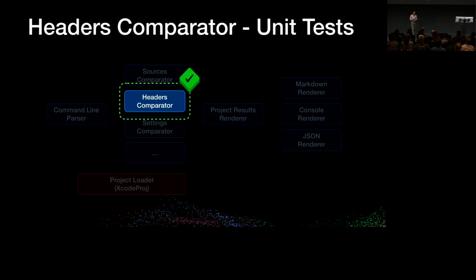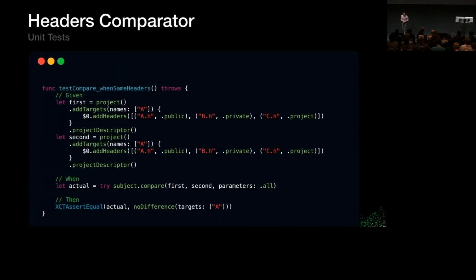So the first test we'll be looking at in the context of this particular example is a unit test for one of our components. It's called the header comparator. I hope the name explains what it does, but all it does is take two Xcode projects and compare the headers for them. We have different components that take care of different things. Anyway, this is what a unit test for it looks like.